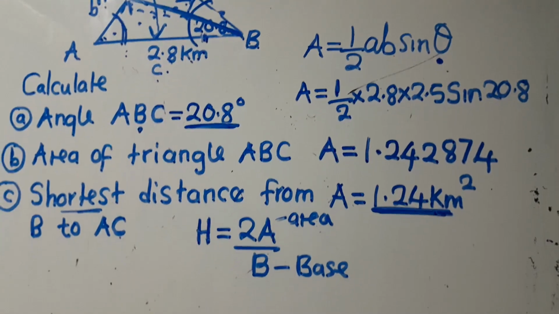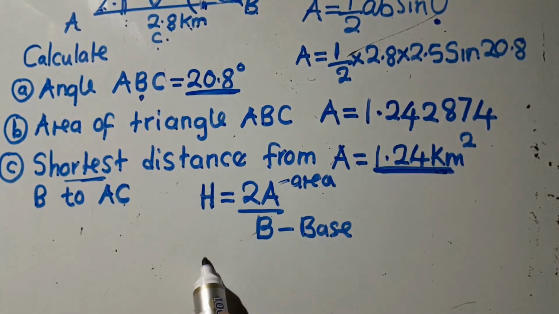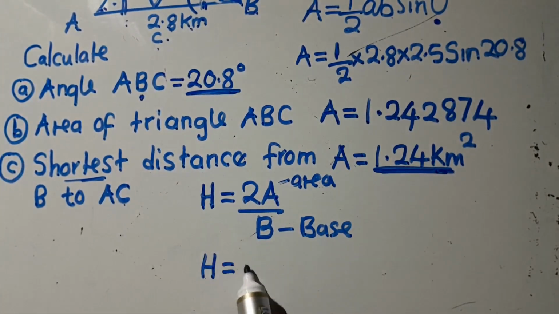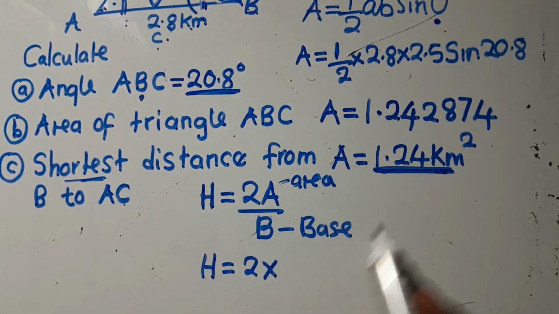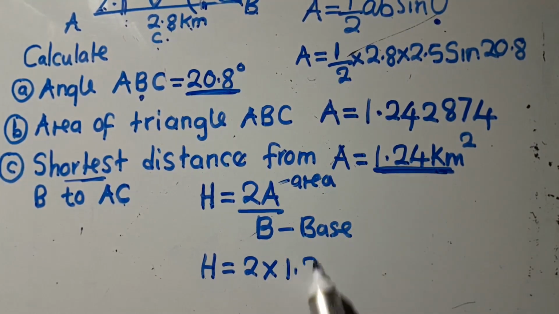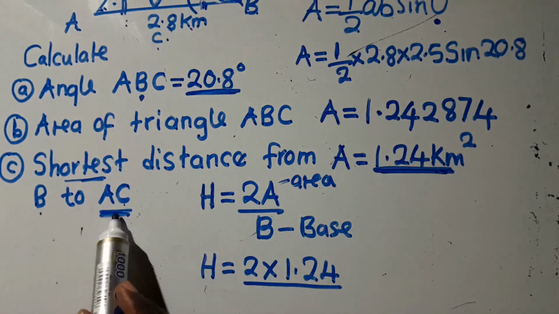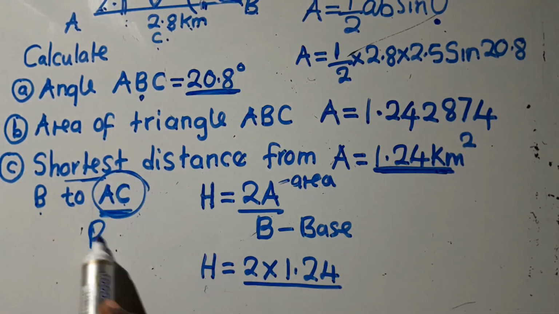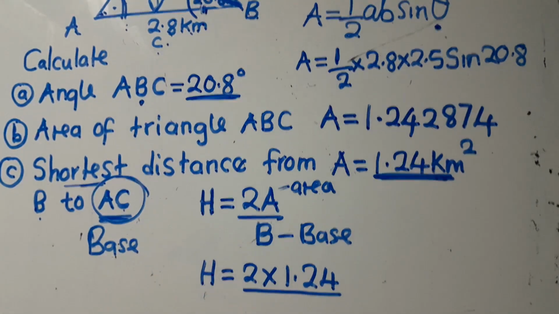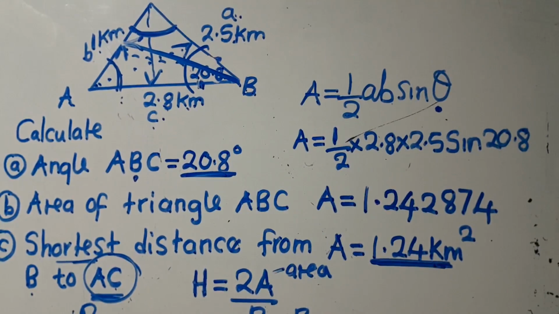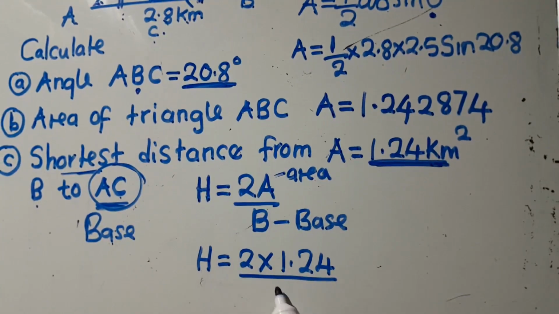So now you just substitute in this formula where you say shortest distance is equal to 2 times area. Area is here, 1.24 over. What is the base? Where it is rounding, the base is this one, AC, because it's coming from B going to AC. So what is the base? AC. Where is AC? AC, we've got 1. Okay, 1, wonderful. We put a 1 here.